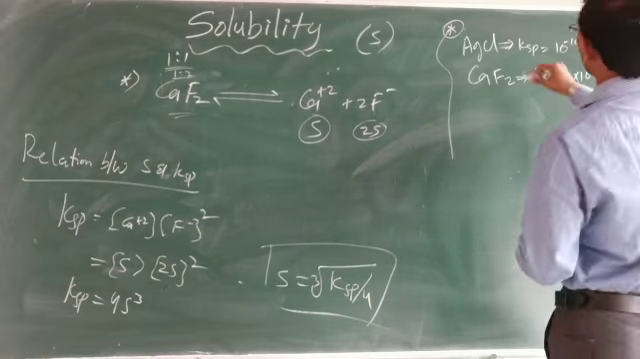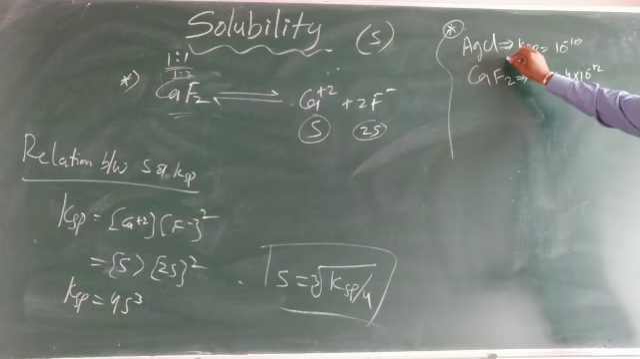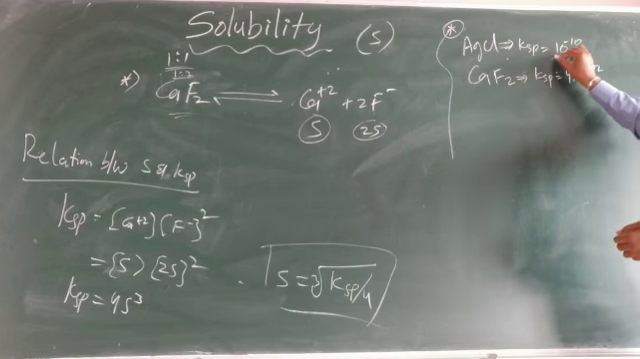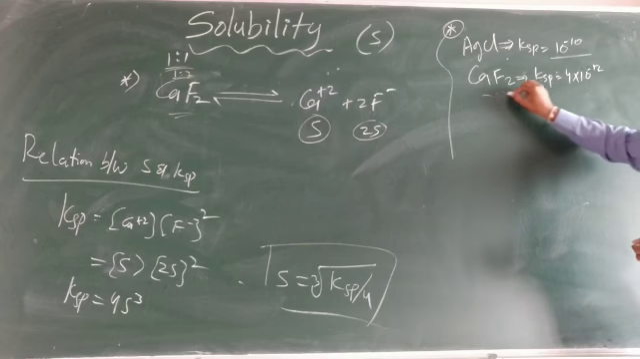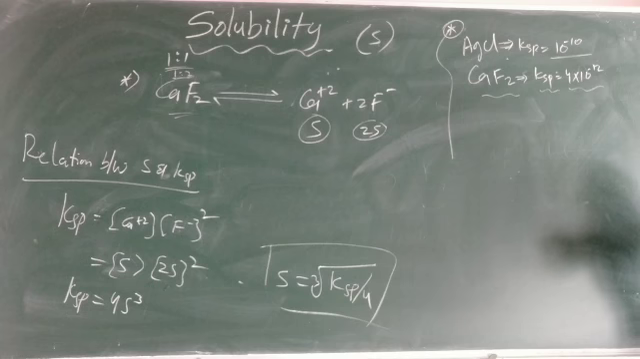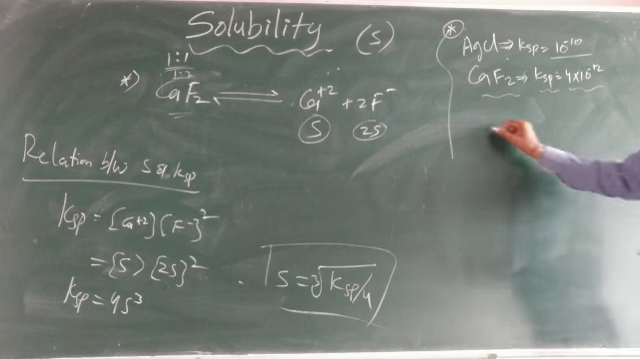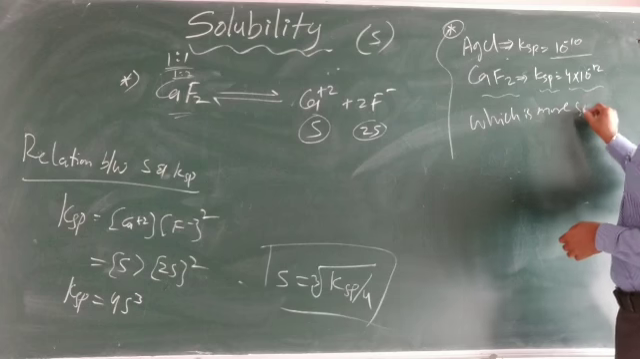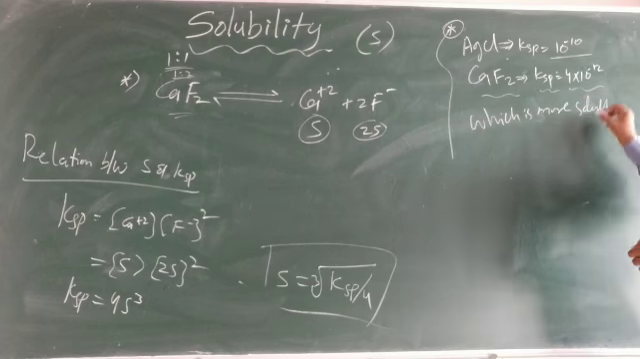See, silver chloride AgCl, KSP solubility product is given 10 power minus 10. Calcium fluoride का भी solubility product is given 4 into 10 power minus 12. Okay. Now the question is asking which is more soluble?